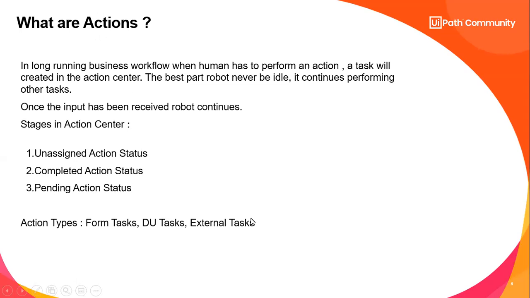Now the final task type is external. In more complex automation scenarios, we as RPA developers can configure how tasks are created in Action Center through the automated process. Like we can use external tools such as CRMs or any reporting or management tools. So we can connect UiPath to external tools, and if the task has to be assigned in that external tool, that is also possible. So those are the 3 action types.